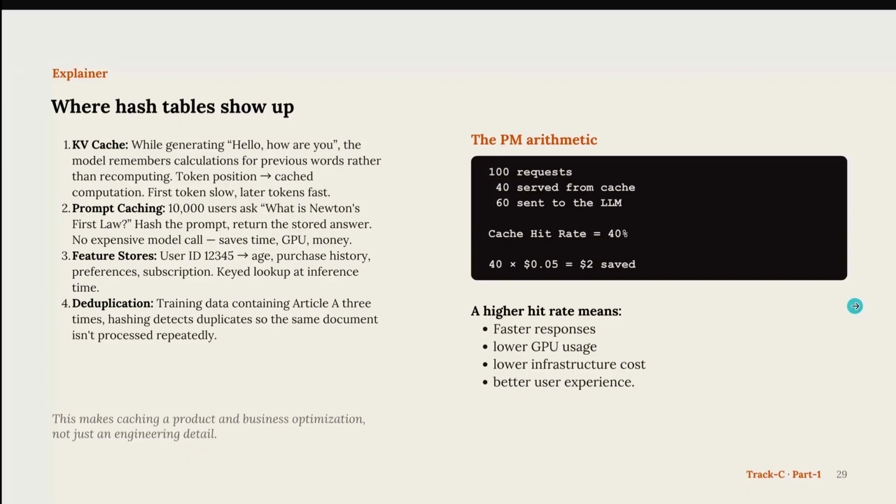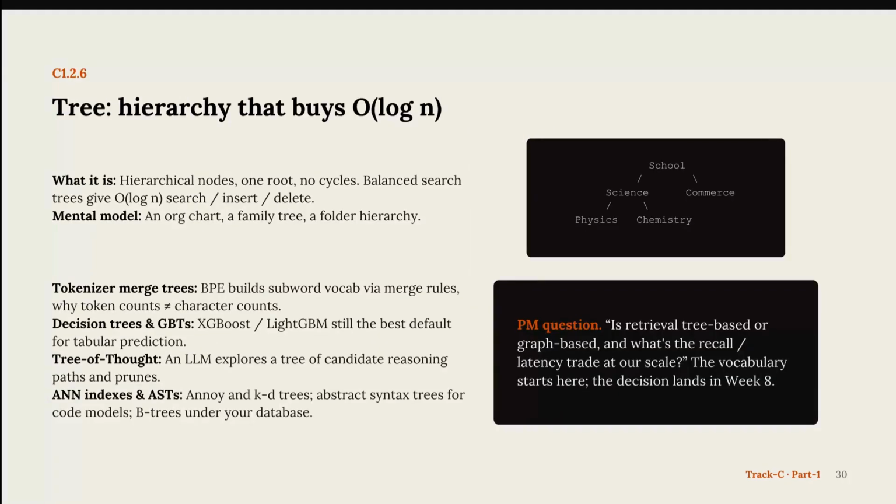Then tree, which is a hierarchy. If you know how a tree structure looks like, it looks something like this. There is a school, then there are subjects, and some of these subjects have sub-subjects. For example, science is a subject, but it has physics and chemistry as sub-subjects to it. Okay, that's a tree for us. So an org chart, a family tree, a folder hierarchy in our laptop, everything follows a tree structure for us.